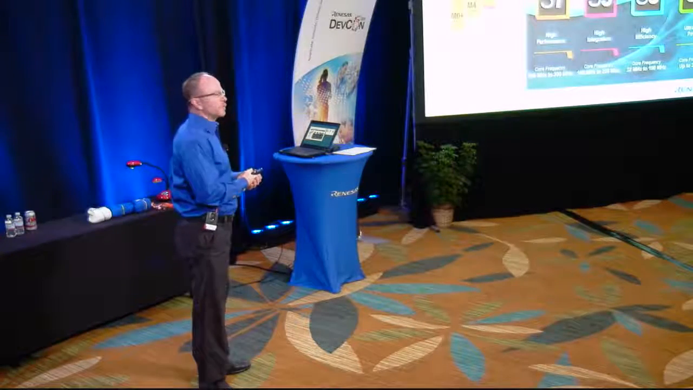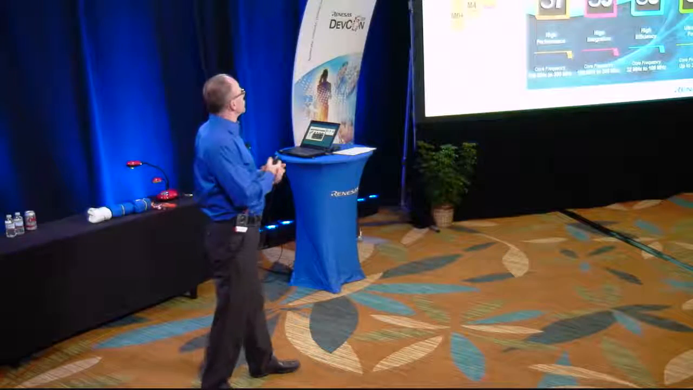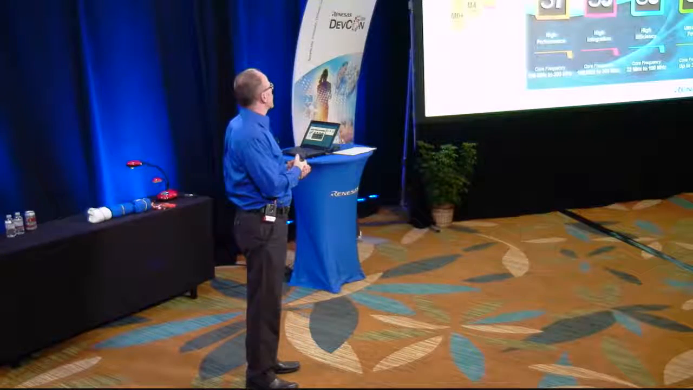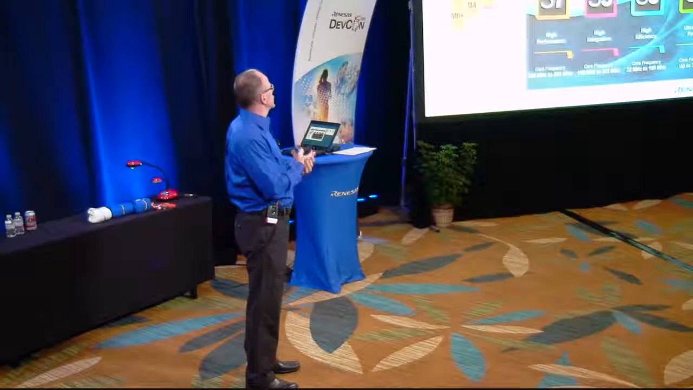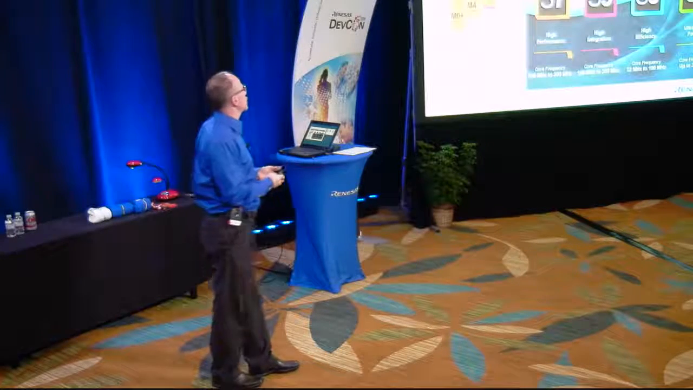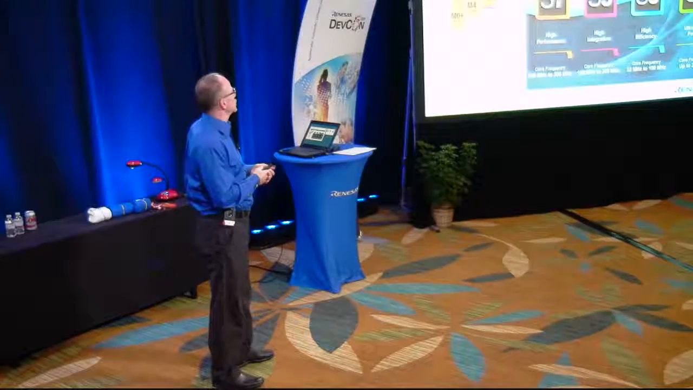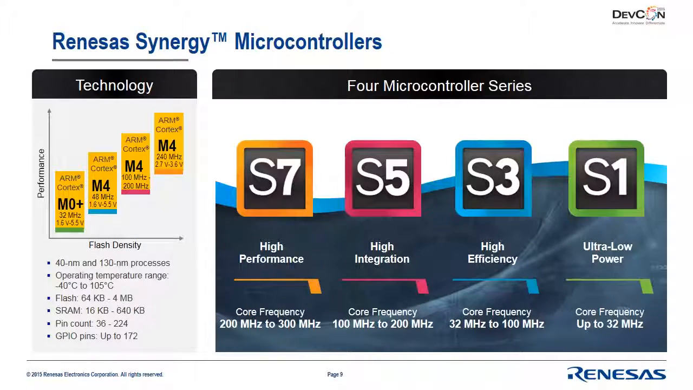All right, that was SSP. Now, the microcontrollers themselves, you may have heard it in some other presentation. There's four series in the Renesas Synergy microcontroller platform. Three of them are based on the Cortex M4, which is the S7, S5, and S3. And then the S1 is based on the M0+. Those are the different series in the Synergy microcontroller families.